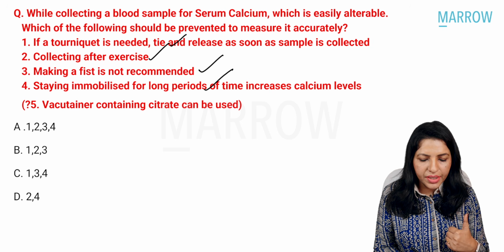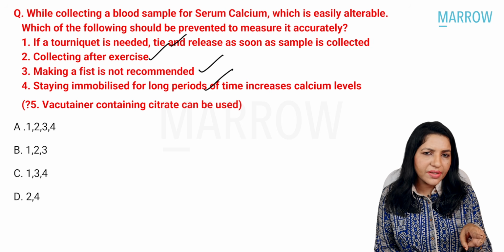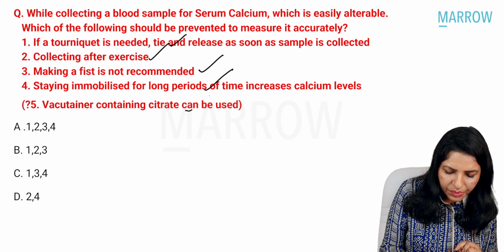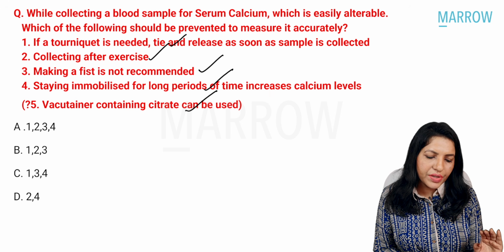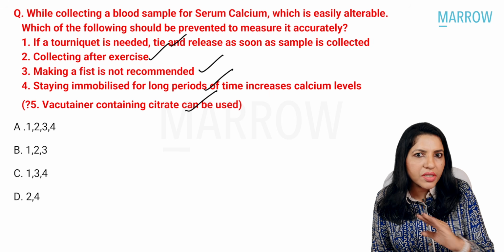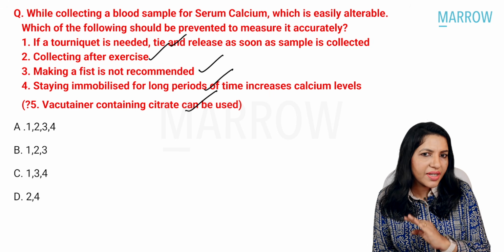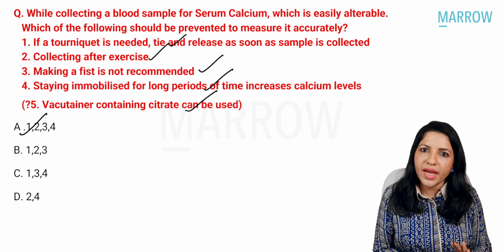Then a vacutainer containing citrate, I heard that was also in the option. If that is in the option, that is also something which has to be prevented, which means all these things have to be prevented while collecting the blood sample for serum calcium, because all these are possible causes of pre-analytical errors. So the answer here is 1, 2, 3 and 4.